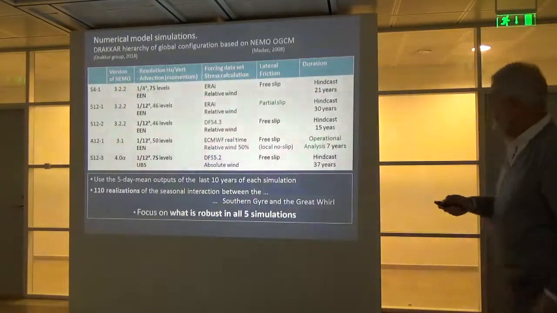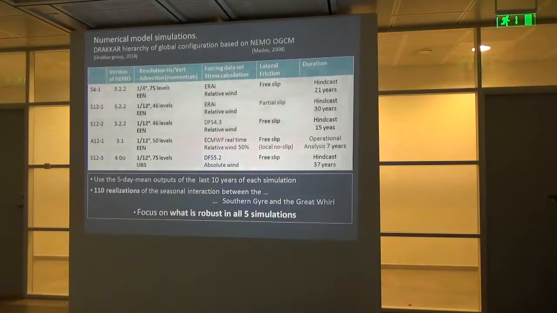Okay? But all those runs are hindcasts of 120 years, 30 years, 15 years. This is an operational analysis, 7 years, so they do data assimilation in this one here. So data are assimilated, so they should be closer to observation. And this is another 37-year hindcast, okay?